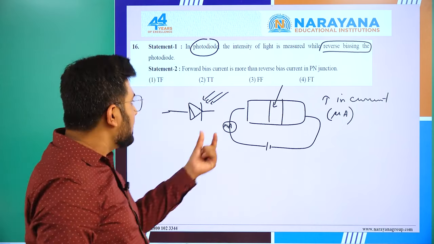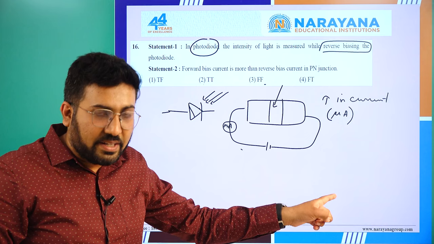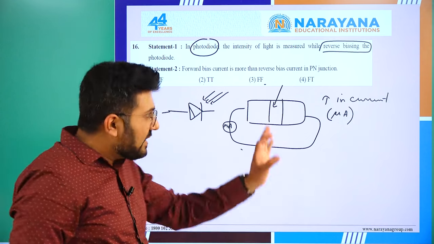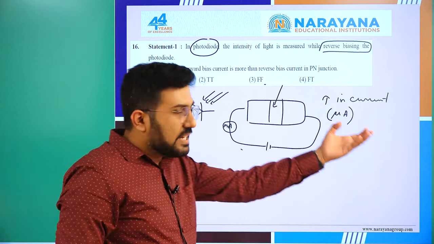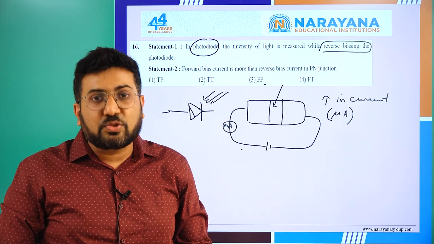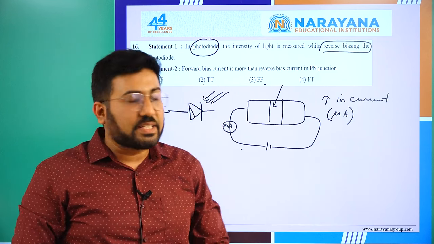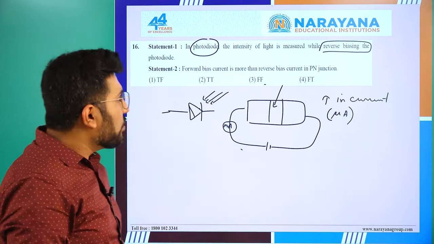So the sensitivity will be less. That's why, if you want to detect the intensity, it is detected with the help of the change in current. In reverse bias, the current is already in microampere and the change in current is also in microampere. So the microammeter placed there will be able to detect the minute change in current, and from that change in current you measure the intensity. So that is why in a photodiode the intensity of the light is measured in reverse bias only.